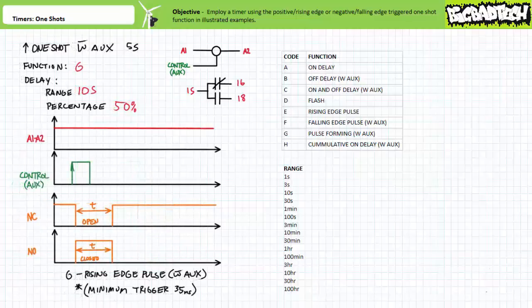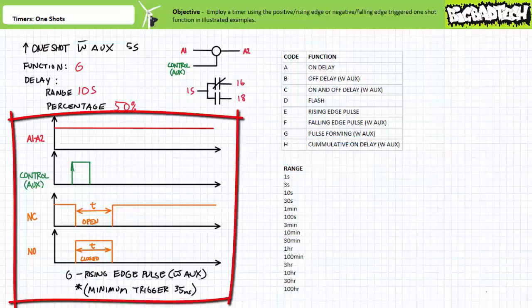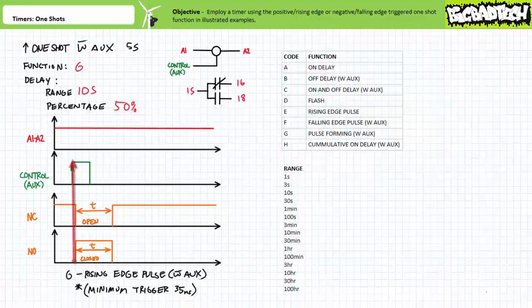Finally, function G, pulse forming with auxiliary voltage, is a positive edge triggered one-shot that makes use of both the auxiliary controlling input and the A1 to A2 coil input. The timing diagram of function G would look like this. Note the one-shot is triggered for a period t on the positive going transition of the auxiliary signal.